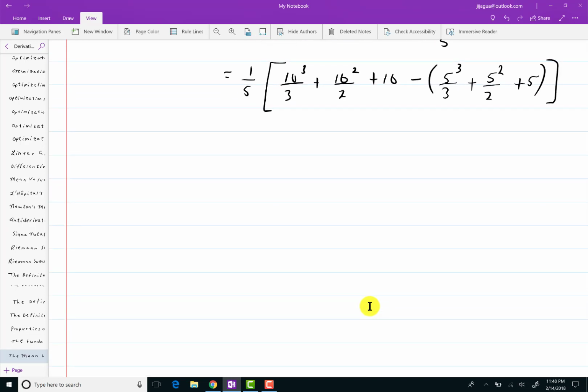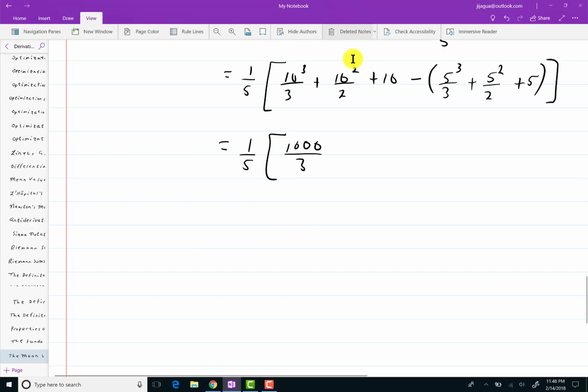Now let's see what happens. I don't know if I want to do the 1/5. I think I'm going to leave that hanging around right now. 10 cubed is 1,000, so I have 1,000 over 3. 10 squared is 100, but over 2 is 50. Plus 10. Minus, now all these are going to be negative, so I have minus 125 over 3, minus 25 over 2, minus 5.